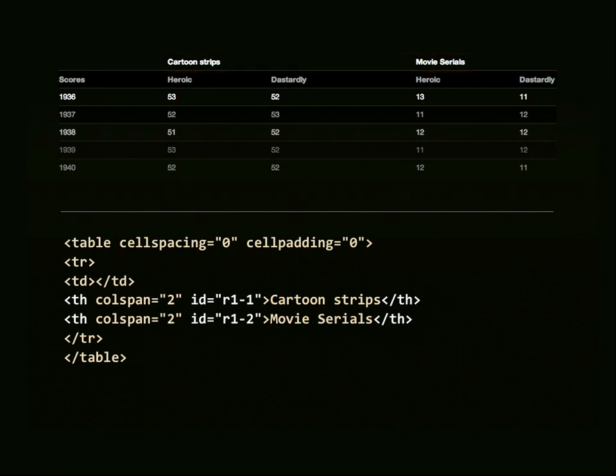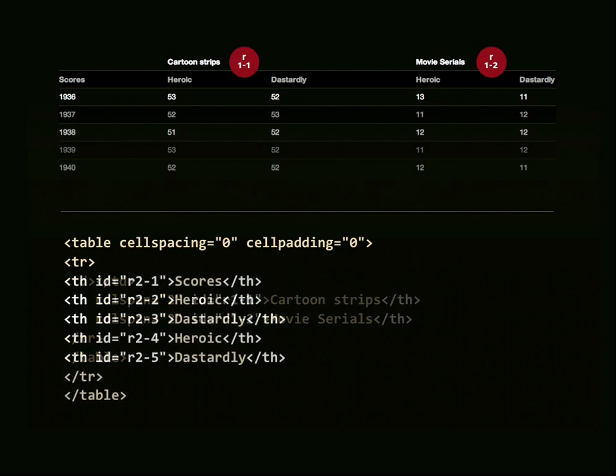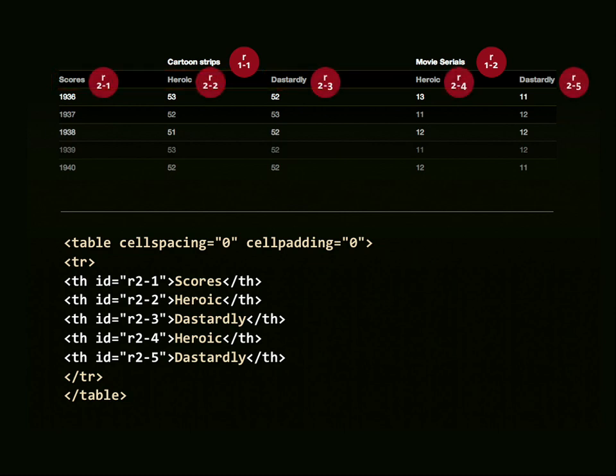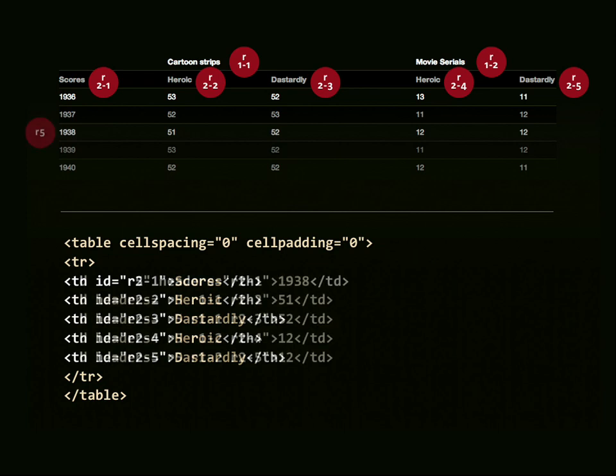Now, give each of these header cells a unique identity. I chose to use the row number and cell numbers as my IDs, prefixed with a letter because an ID can't begin with a number. Next, move on to the second row of headers, scores, heroic and dastardly, giving them each their own identity. Finally, give each of the score years their own identity. Here I've chosen to use R3, R4, R5 and so on.